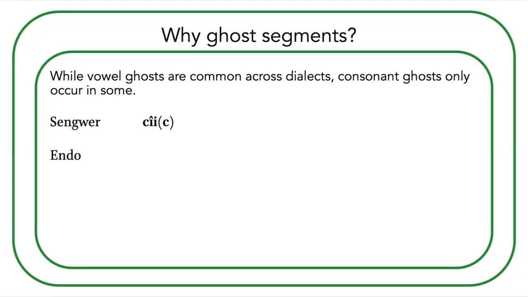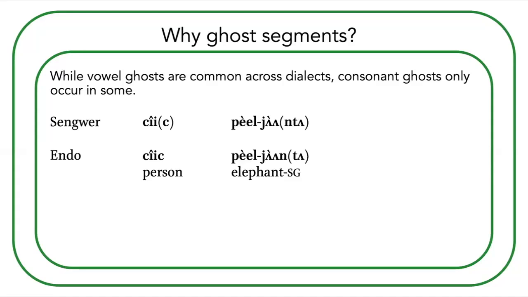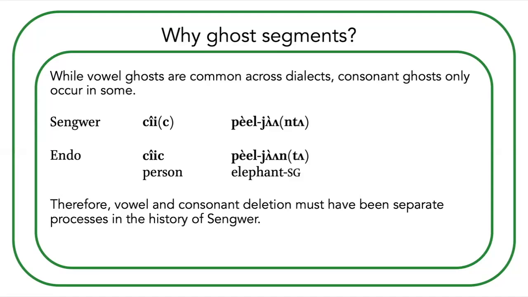So Sengwer has a consonant ghost in the word for person, chi, but Endo does not. And if we look at the word for elephant again, we see that in Sengwer, the CCV sequence is deleted, but in Endo, only the CV sequence is deleted. So again, we have this final C that has been taken away in the unmarked form in Sengwer, but not in Endo. So these deletion or ghostification processes must have happened at separate times in the history of Sengwer, or in the history of Kalenjin.